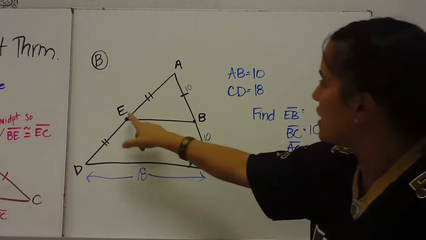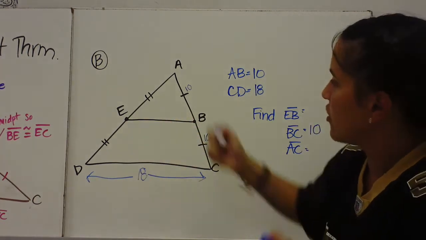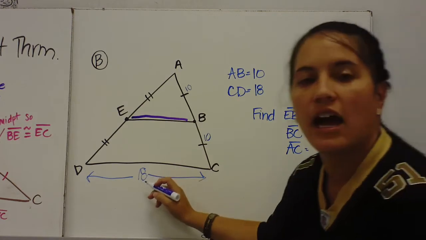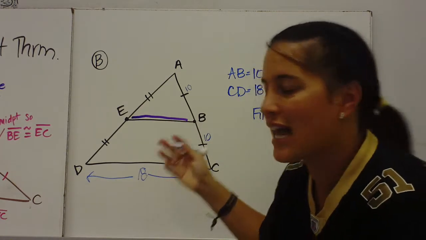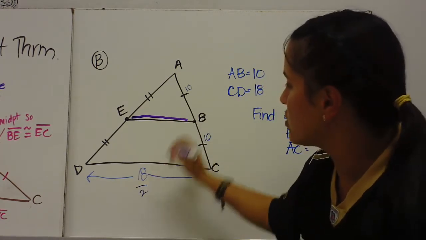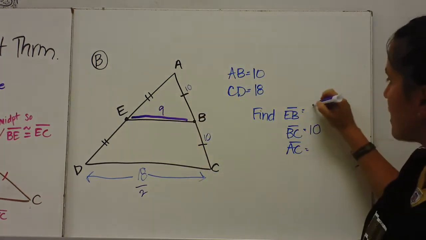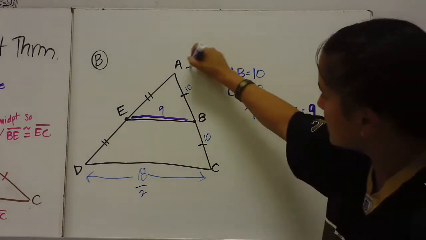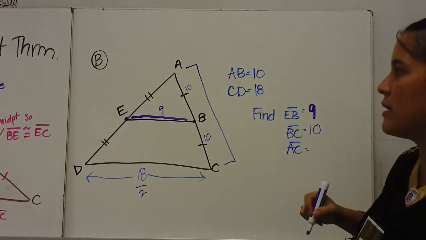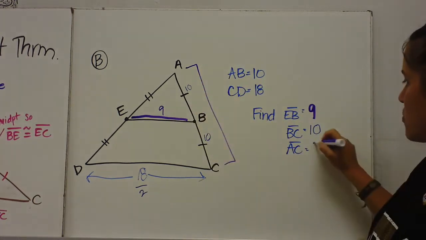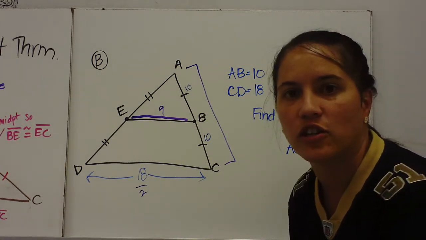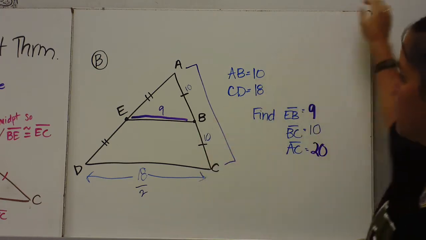EB is right here. If we're looking for this segment, we need to take 18 and divide it by 2, take half of it. So 18 over 2 is 9. So EB is 9. And AC is this entire segment, and 10 plus 10 is 20. So again, a few more examples of how to use the midsegment theorem.